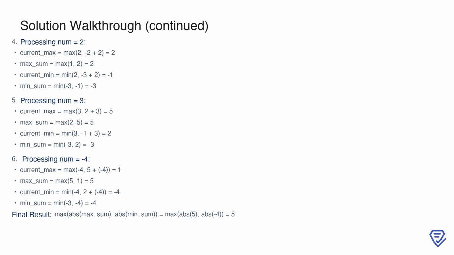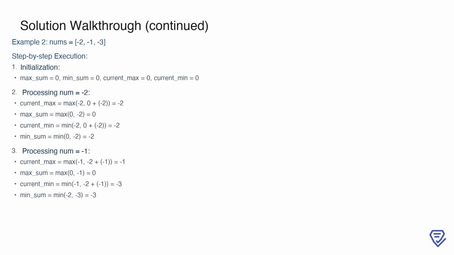results in 1. Max_sum stays 5, as it's greater than 1. For current_min, the minimum of -4 and the sum of current_min plus -4 gives -4, updating min_sum. The result is the maximum of the absolute values of max_sum and min_sum, giving max(5, 4), which is 5.